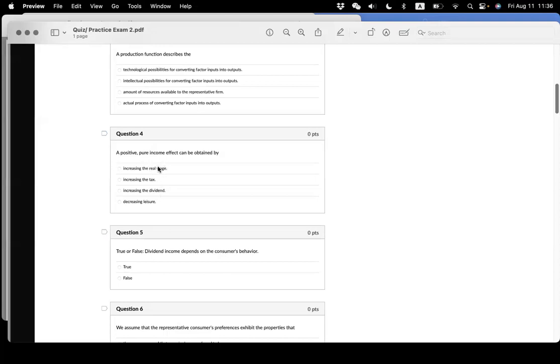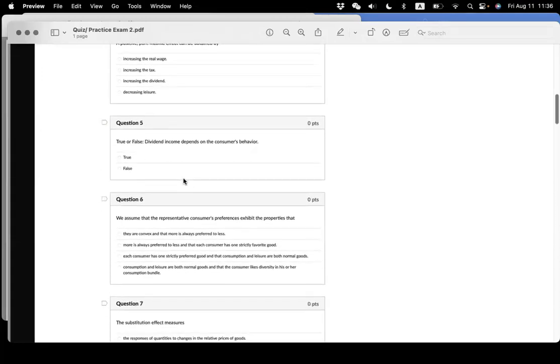But certainly the income effect says when real wage increases, you're going to consume more leisure. But the substitution effect says leisure becomes more expensive, so you want to reduce leisure, right? So there are two effects. So this is question 4.